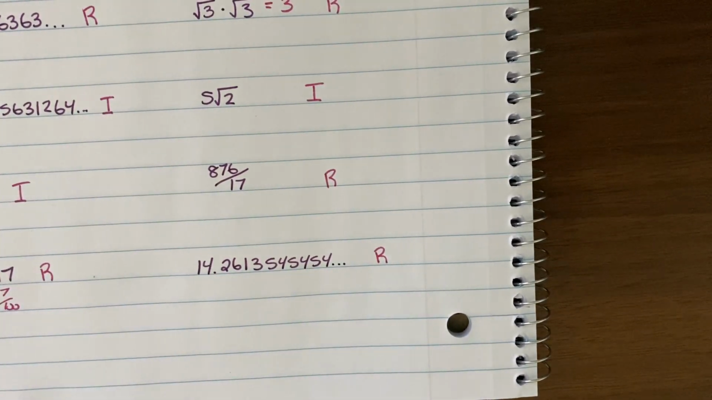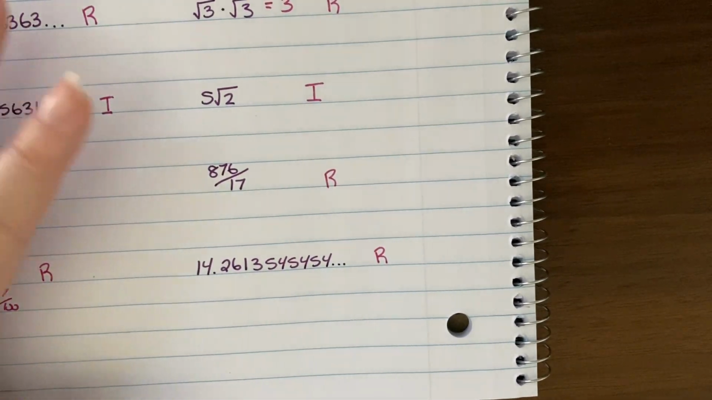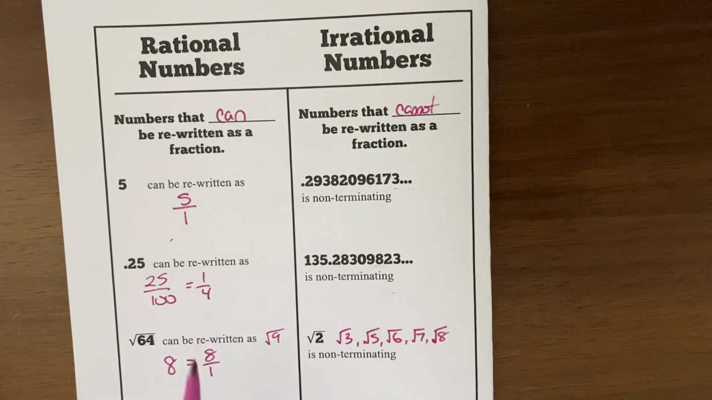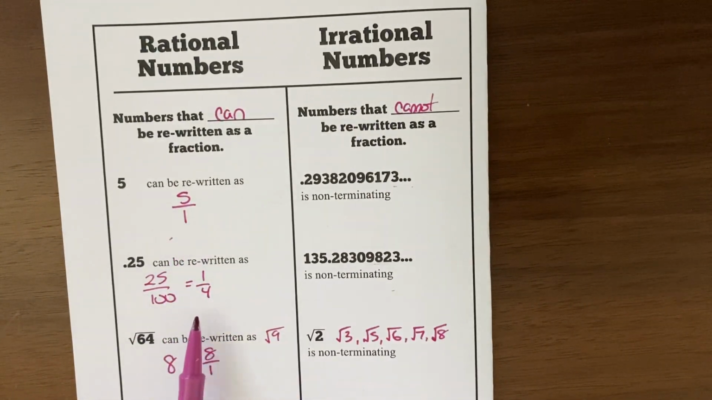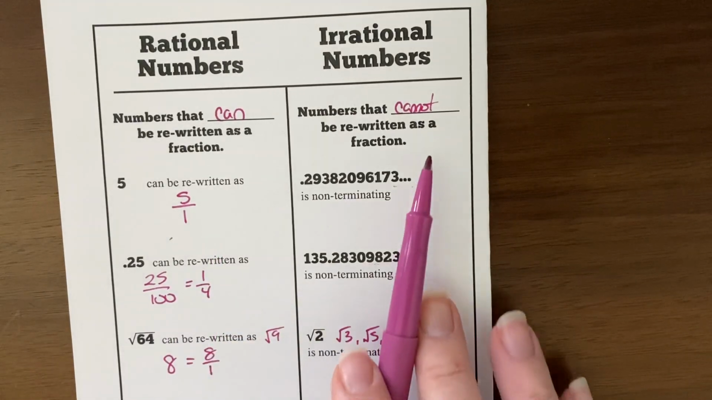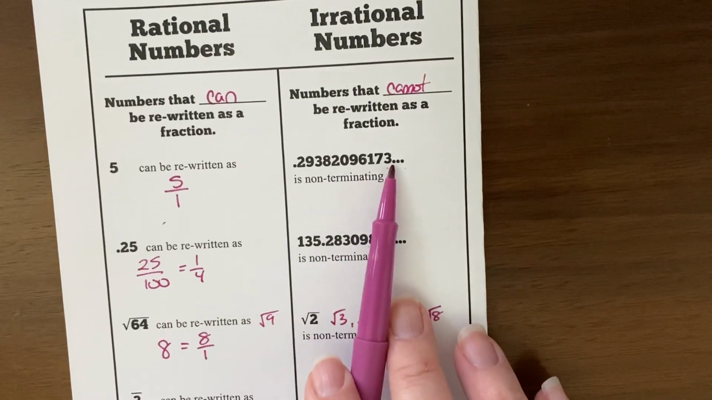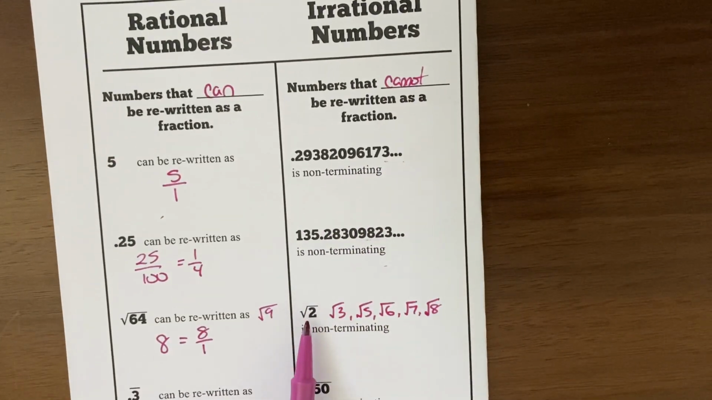And that's it. That is our rational numbers versus our irrational numbers. Big idea, again, remember, is that if you can turn a number back into a fraction, it's rational. If you cannot, which would basically be your decimals that never end and don't repeat, and your square roots that are not perfect square roots, then that makes it irrational.